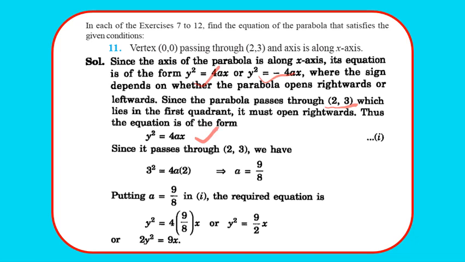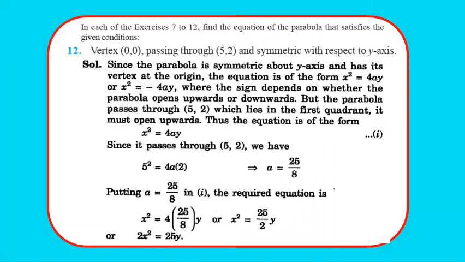Now it is passing through (2, 3), so putting the values, we get 3 square equals to 4a into 2, or a equals to 9 by 8. So we get the value of a. Putting this value of a in equation 1, we get y square equals to 4 into 9 by 8 x, that is y square equals to 9 by 2 x, or simplifying, 2y square equals to 9x, which is the required equation of the parabola. Clear? So pause and note down the solution.